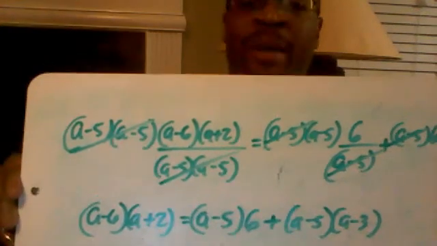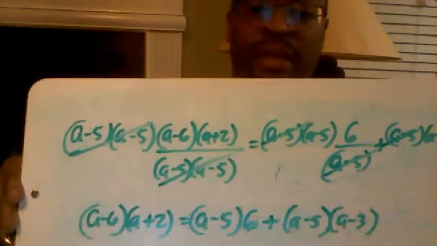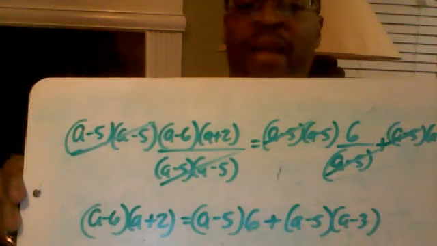So I'm going to FOIL the (A minus 6)(A plus 2), which gives me A squared minus 4A minus 12. And then distribute the 6. And then FOIL the last two terms, (A minus 5)(A minus 3). Give me a second. I'll talk as I do it. Hopefully you're writing as well.